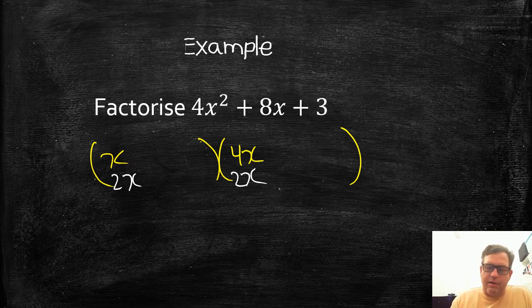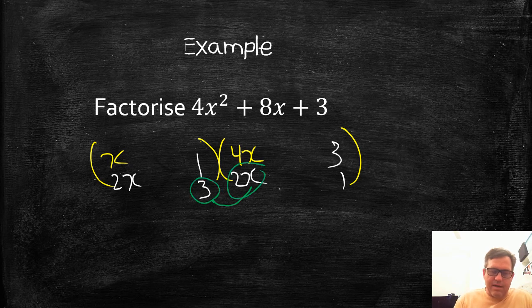And to get 3, well 3 is just 1 and 3. So it's just a matter of trying. It might go like that, or it could go 3 and 1. And then it's just a matter of trying what's going to work. Either way I'm going to get my 3. Either way I'm going to get my 4x squared. It's all about getting that 8x. And it should be obvious to get the 8x. That 3 times 2 is going to give me 6x. And then that 2x times 1 is going to give me 2x.